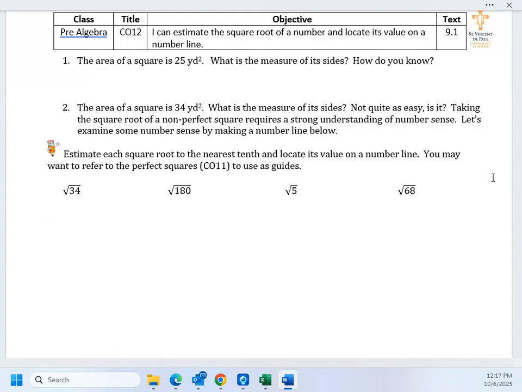If you look at number one here, it says the area of a square is 25 yards squared. What is the measure of its sides? And how do you know this? What would the side lengths be of a square that has an area of 25 yards squared?